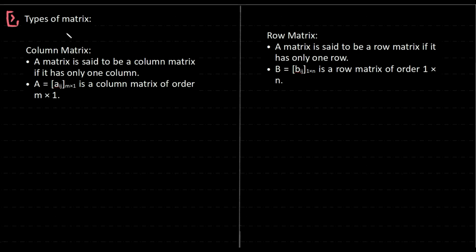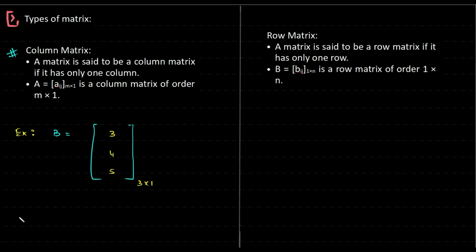Let's look at the types of matrix that we'll come across in this chapter. First is your column matrix. Basically, it has only one column. So we have, say, matrix B, which is a column matrix. It would look something like this: say 3, 4 and 5. So there are 3 rows and 1 column.